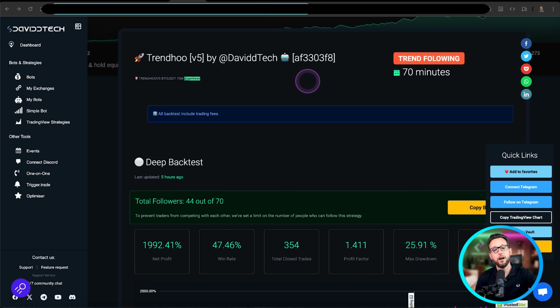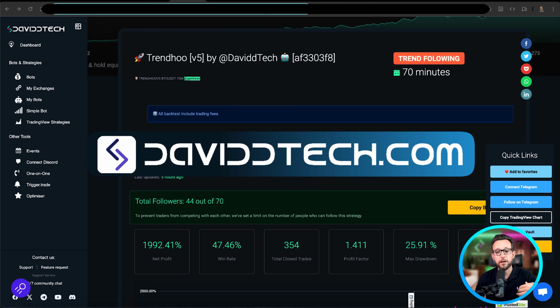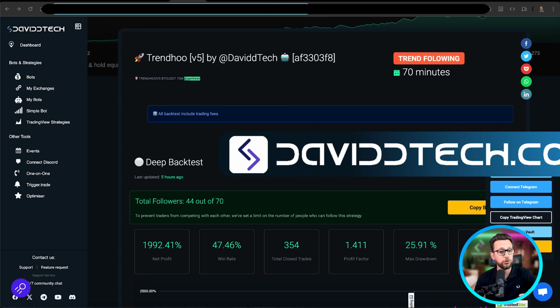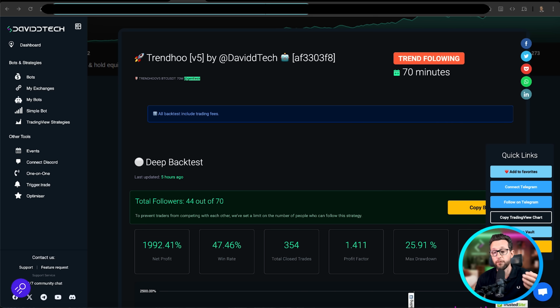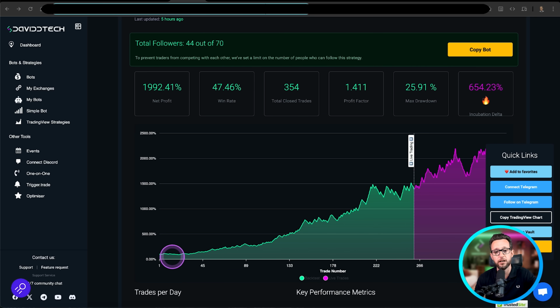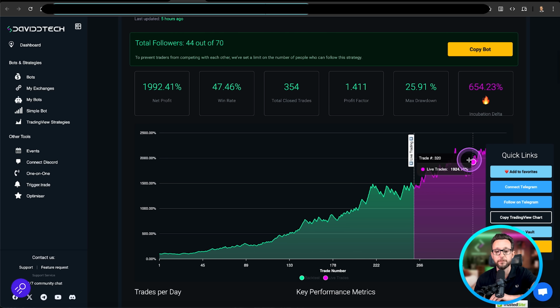Right, okay, here we are on the DaviddTech website where I've backtested and live traded these strategies or forward tested them to see how they actually react on markets. Now, if you go over to the equity curve, you'll be able to see the backtesting results are in green. This is where I or one of the members of the DaviddTech community found the best settings. And as you can see, this is the actual live trading results.